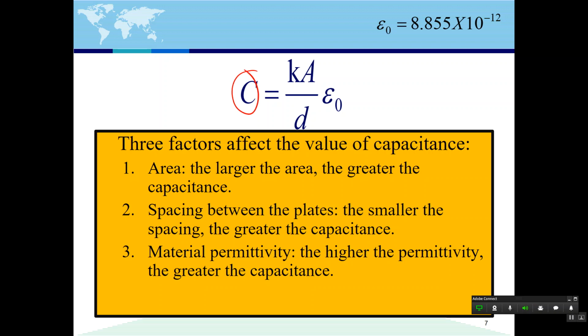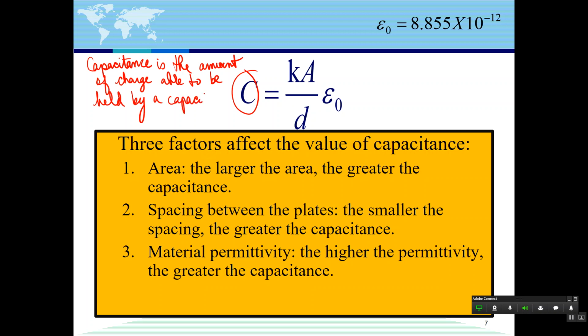I mentioned to you that capacitance is the amount of charge able to be held by a capacitor. So let's describe that. Capacitance is the amount of charge able to be held by a capacitor. And capacitance is measured in a unit called farads, F. These are the units.